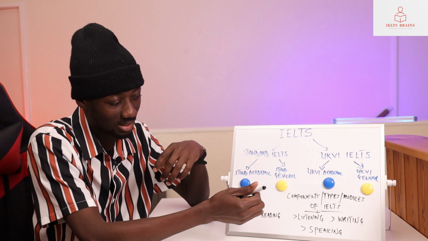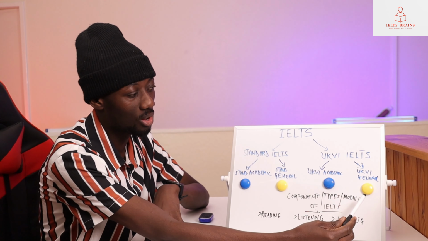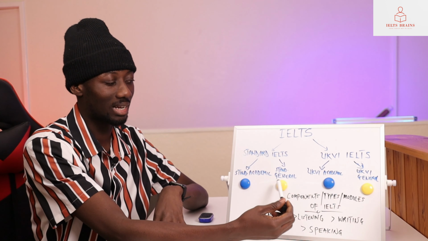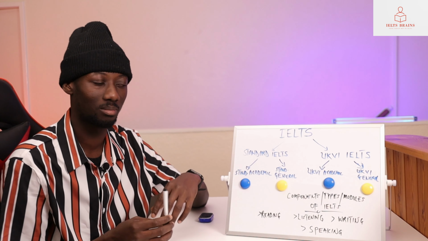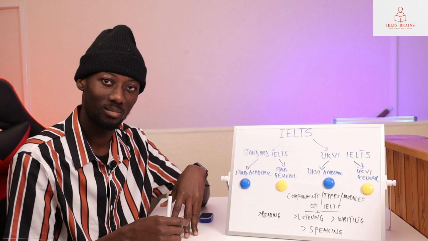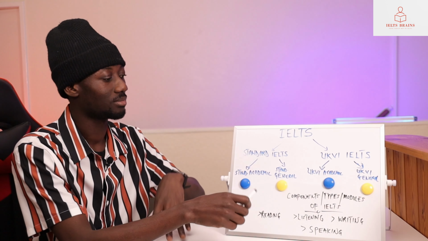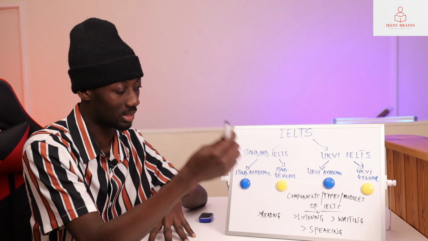Now, you can also see that I have a yellow button on the standard general and another yellow button on the UKVI general. That seeks to explain that the standard general and the UKVI general are the same. They're also the same. The types of questions, everything is 100% the same. But they are different tests based on their function, which I'll tell you later.